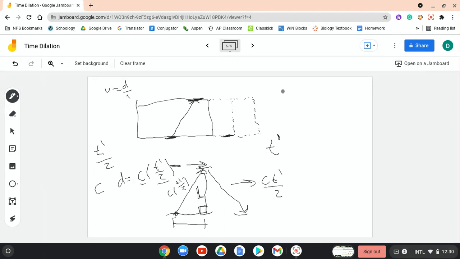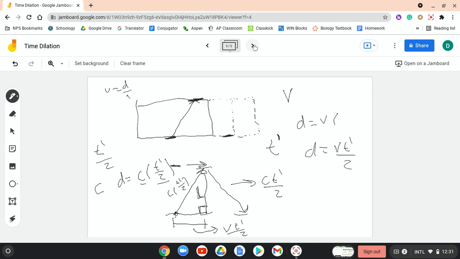All right. And if the train is traveling at a velocity of v, then the mirror has moved a distance equal to velocity times time. So the distance the mirror has moved is v t prime over 2, because the time it takes for the light to get to the top is t prime over 2. So the distance the mirror has traveled is v t prime over 2, where v is the speed of the train.